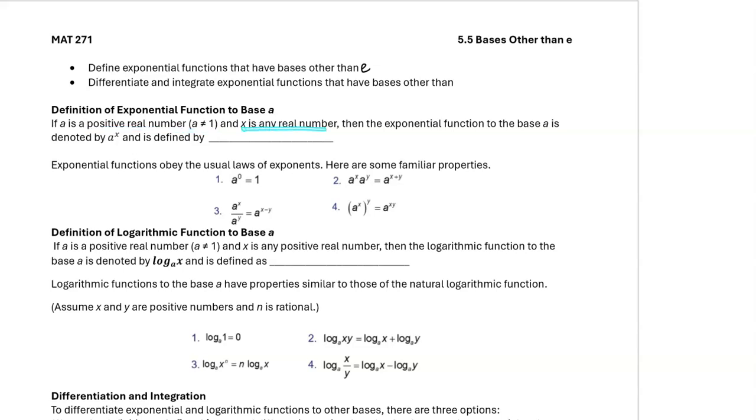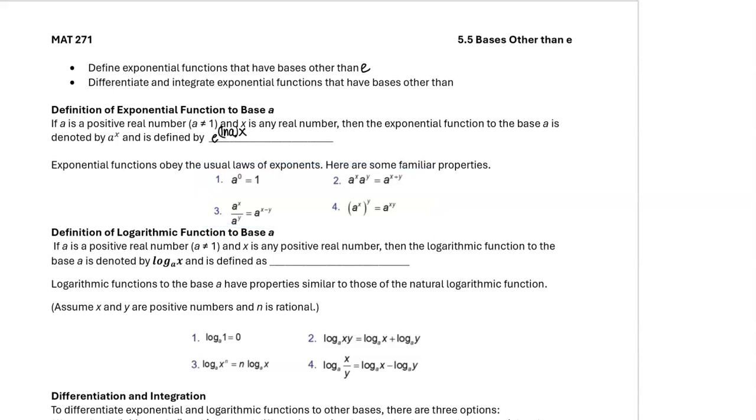x would be any real number. Then we define a to the x as e to the natural log of a multiplied by x. And that definition will help us learn how to differentiate functions of that form. Next, we have a brief summary of properties of exponents. These are the same properties that you are familiar with from pre-calculus.